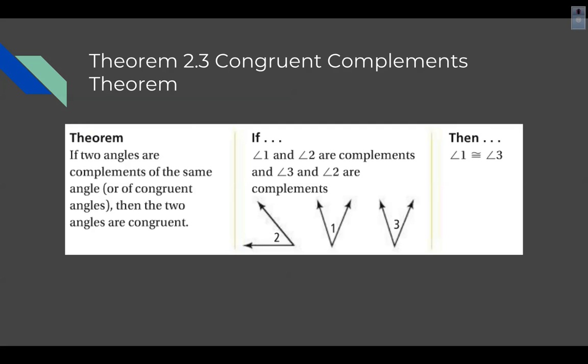The next one is the Congruent Complements Theorem. The last one was determining that something added up to 180. Complements mean it's going to add up to 90 degrees. So if two angles are complements of the same angle, or of congruent angles, then the two angles are congruent. So 1 and 2 are complements, which means they add up to 90. And 2 and 3 are also complements, meaning they add up to 90. Then that tells us that angle 1 and angle 3 are congruent. So these two are the same, then we can say that these right here are going to equal each other.